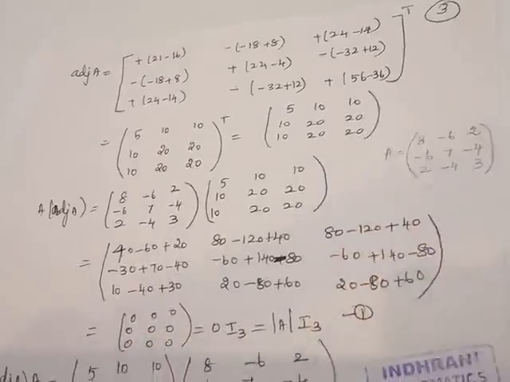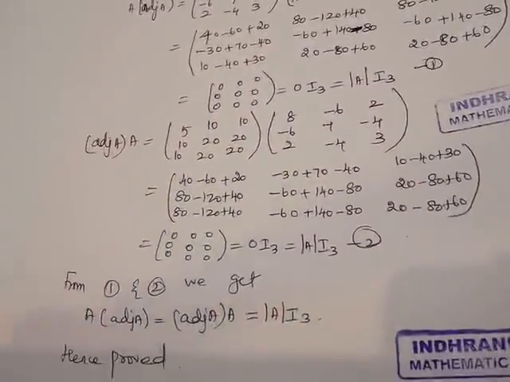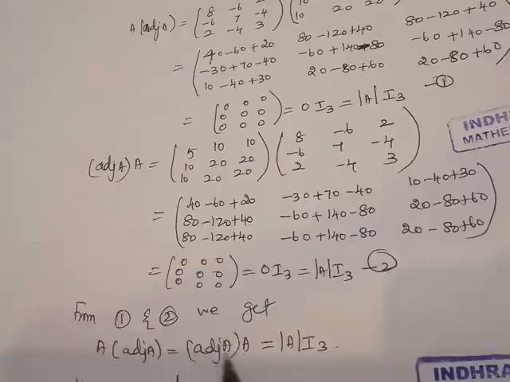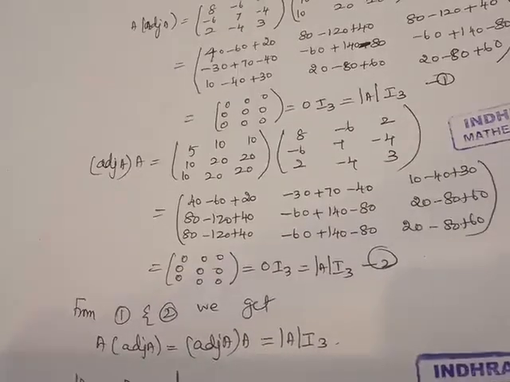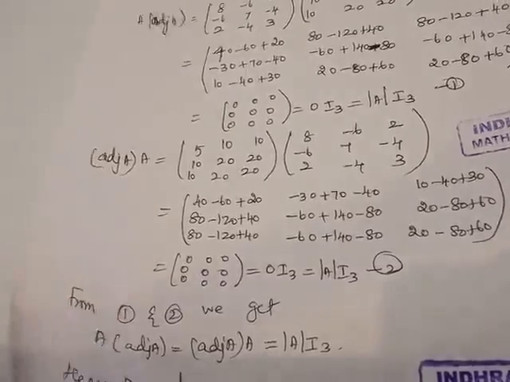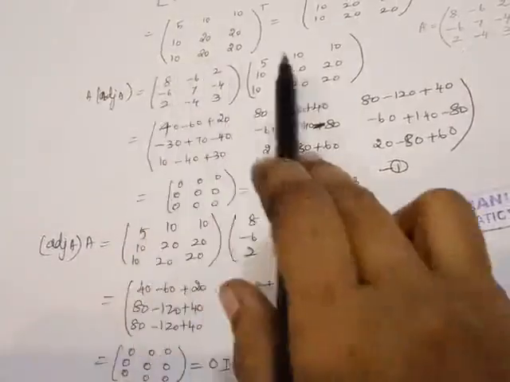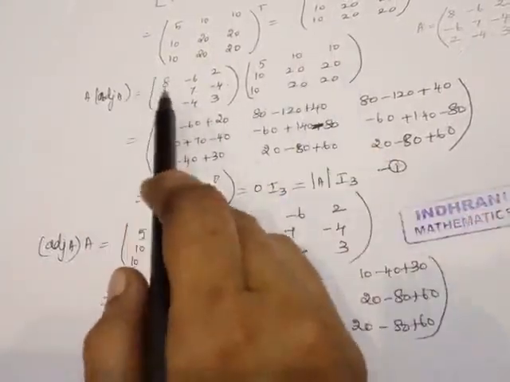Now the question is to verify that A into adjoint A is equal to adjoint A into A is equal to determinant A into I3. So we got the value of determinant A and adjoint A. Now I am going to start with the first calculation, A into adjoint A. This is the matrix A, this is called the adjoint A matrix. Multiply it. This is the usual multiplication of two matrices.